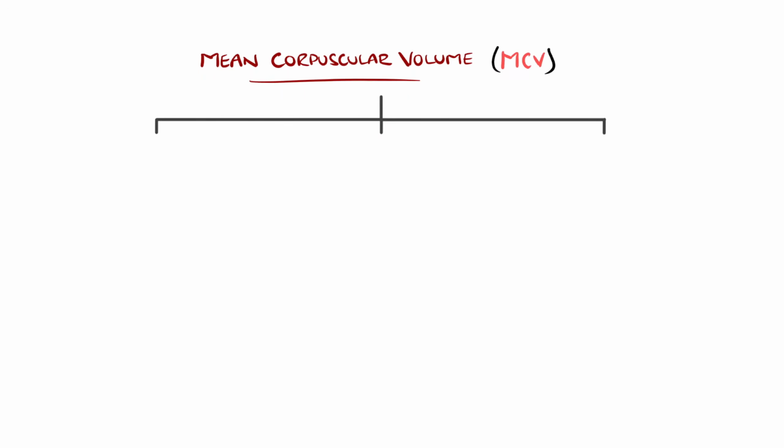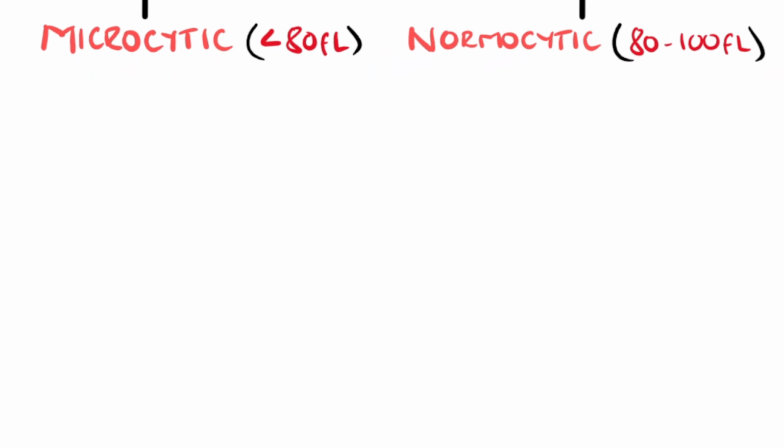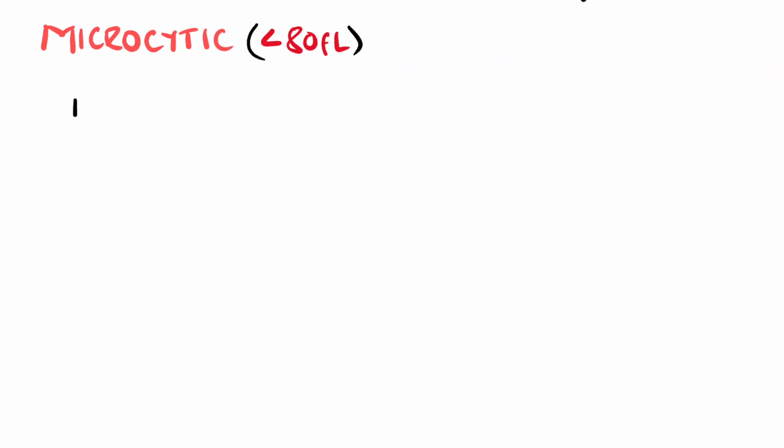Microcytic anemia means the red blood cells have smaller volume, defined as less than 80 femtoliters. Normocytic is defined as 80 to 100 femtoliters, while macrocytic means a larger red blood cell volume above 100 femtoliters. Within microcytic anemia, we have the most common cause of anemia worldwide, iron deficiency anemia.